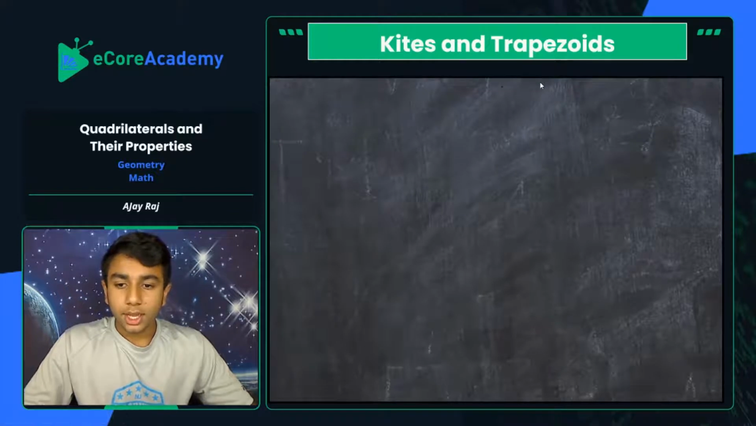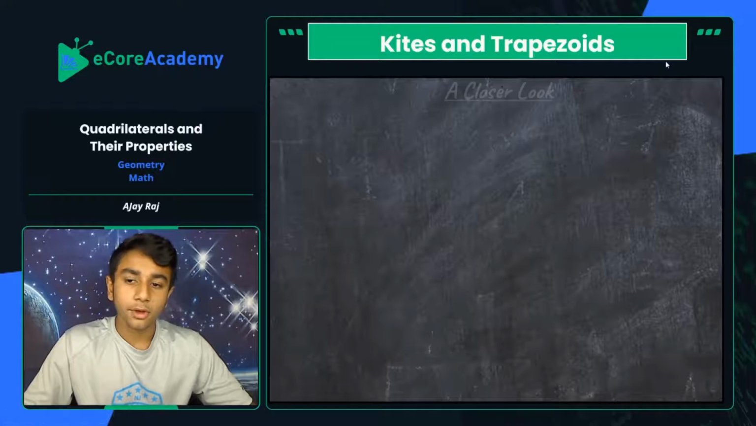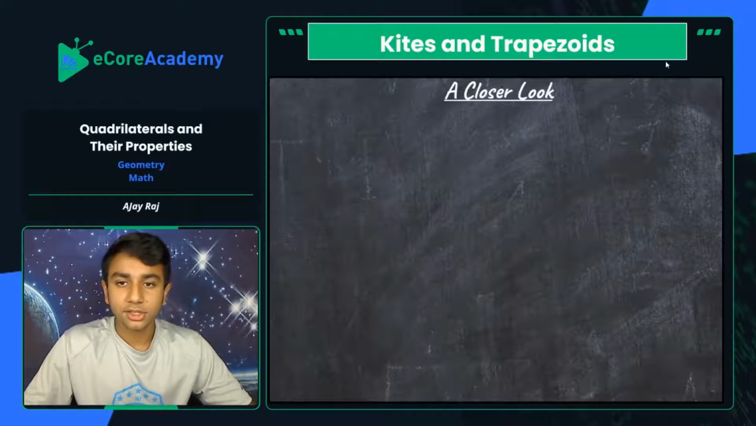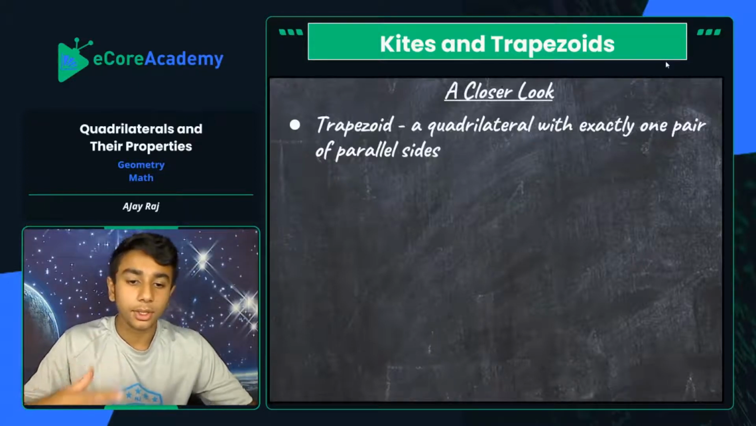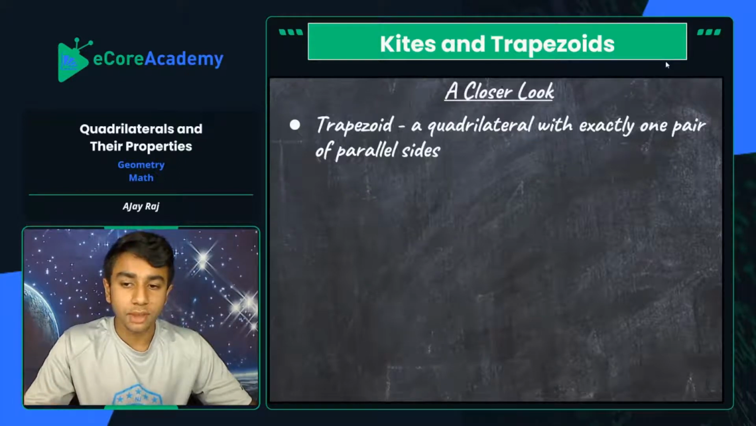So let's look at kites and trapezoids to start this off. Let's look at an overview of what kites and trapezoids are, and let's take a closer look at exactly what they are as their own figures and how they differ from other types of quadrilateral classes. So a trapezoid, I'm sure you're all familiar with this. If you've watched my previous videos, I have shown some light on trapezoids, but not yet kites. But you should be fairly familiar with trapezoids already coming into geometry.